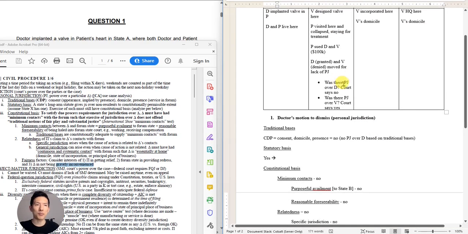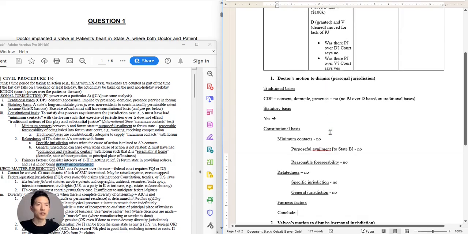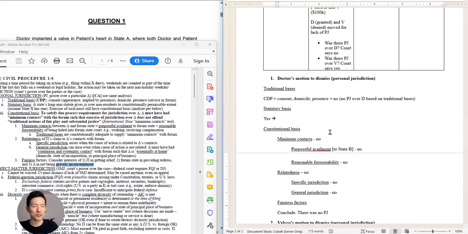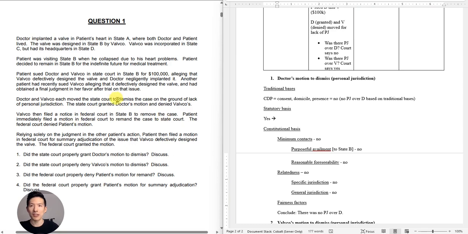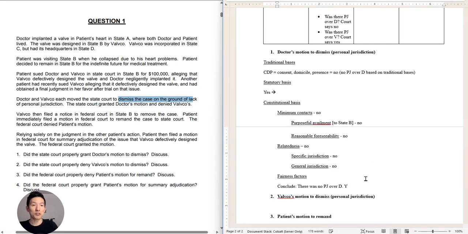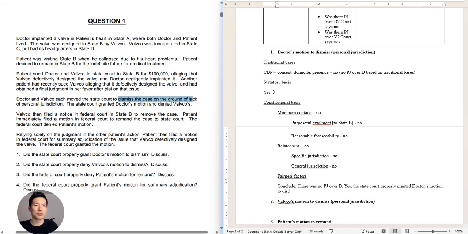So the question was, was there personal jurisdiction over the defendant? No. So let's write down, I'm just going to write this quickly. There's no personal jurisdiction over D, meaning the court was correct in granting the doctor's motion to dismiss the case on the ground of lack of personal jurisdiction. So the court was correct, yes. So the ultimate conclusion is, the answer to this question actually is the state court properly granted doctor's motion to dismiss.